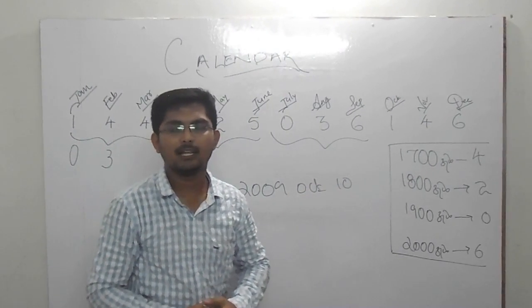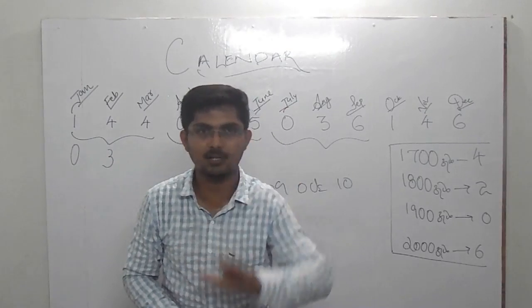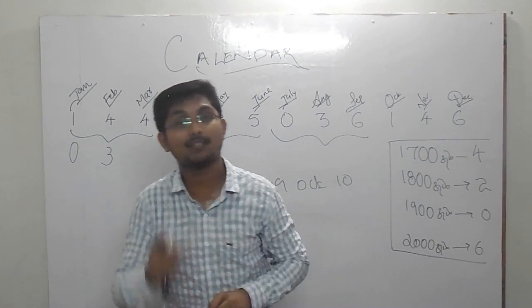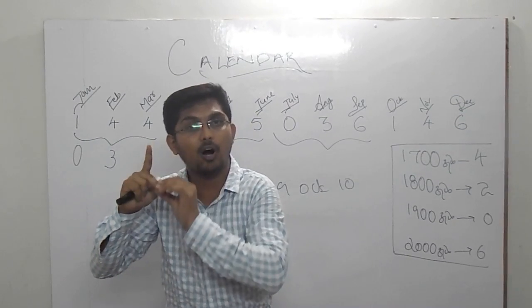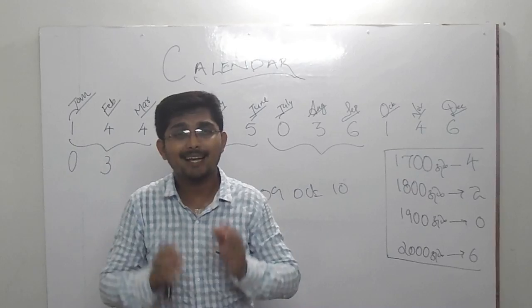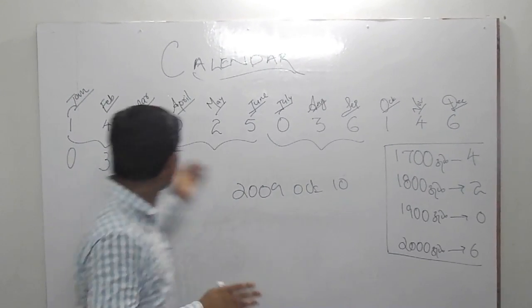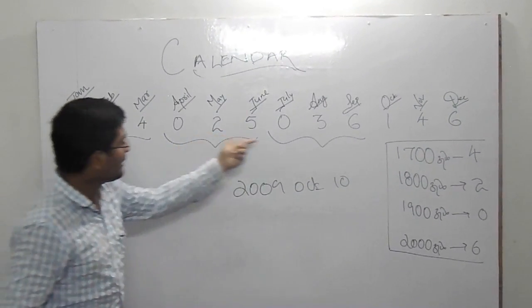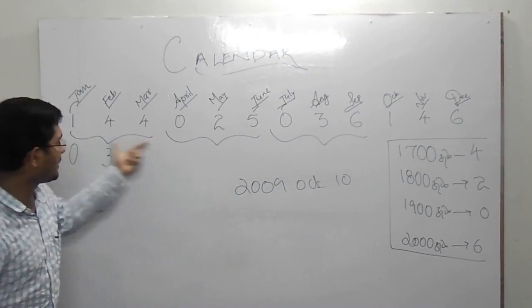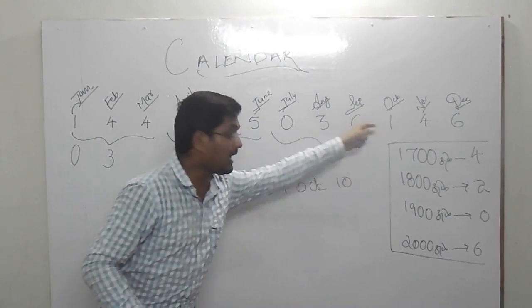For that, it is enough to add 5 numbers. Out of the 5 numbers, 3 are exact digits, and 2 are codes: one is the code of the month and one is the code of the century. The code for the months is given as 1 4 4 0 2 5 0 3 6 1 4 6.